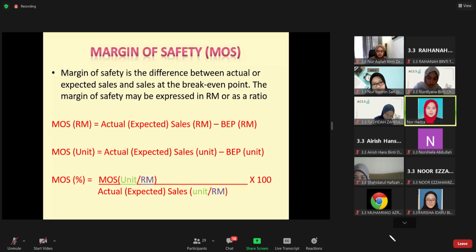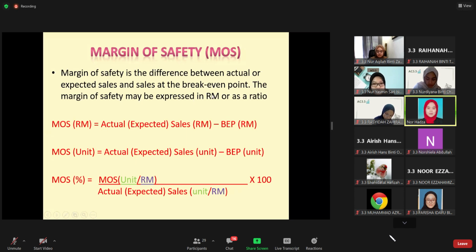Okay, so let's see over here. This is the formula. If you are calculating the margin of safety in units, it is the actual or expected sales units minus the break-even point. If you are going to calculate the margin of safety in value, it is the expected or actual sales minus the break-even point.